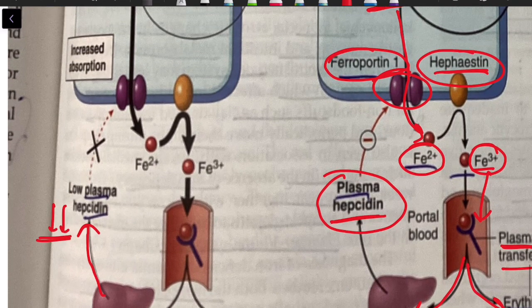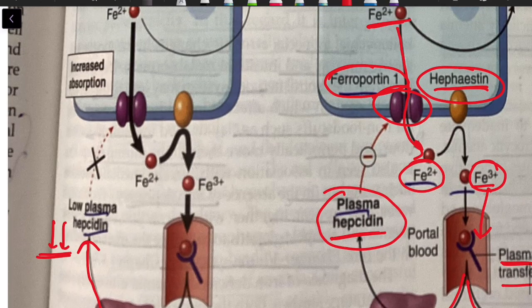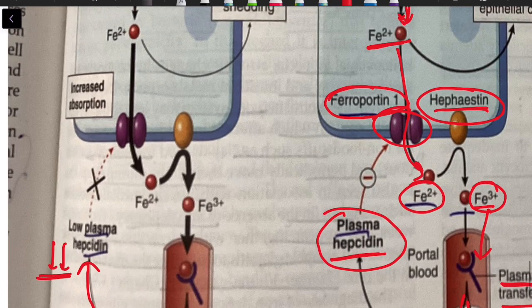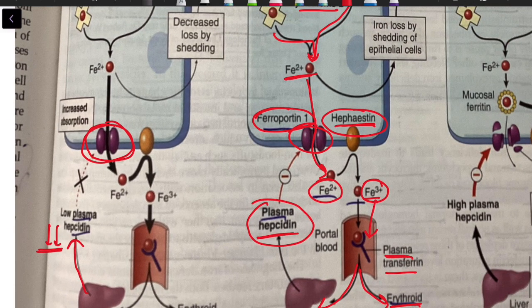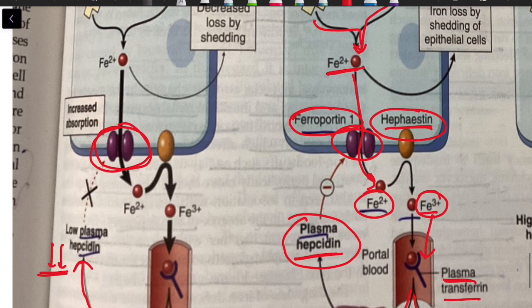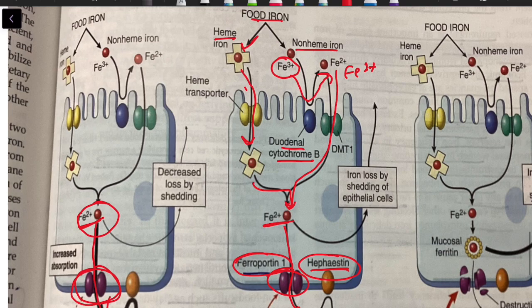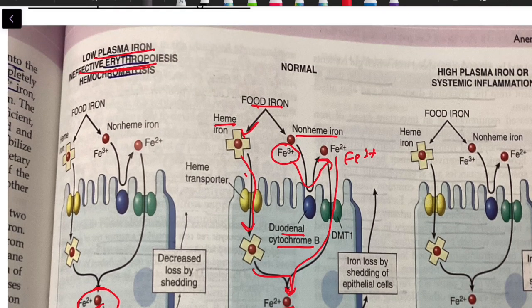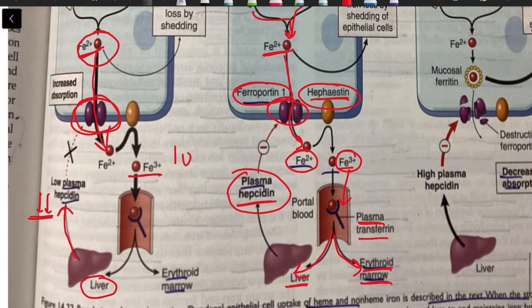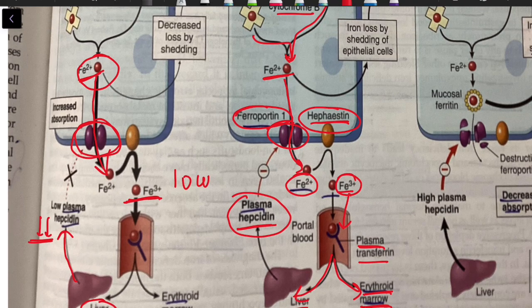So when less hepcidin is secreted, then this ferroportin molecule is not degraded. Since this ferroportin molecule is not degraded, a lot of Fe2+ is exported outside, and this Fe2+ then converts to Fe3+, and then it binds to transferrin and goes to different organs. And then the low plasma iron demand is met through this.